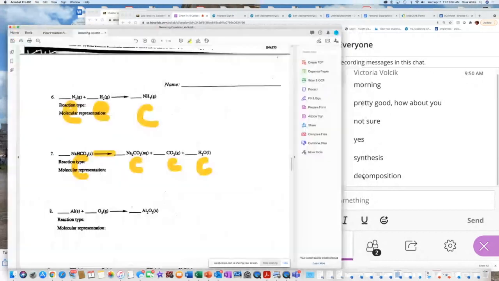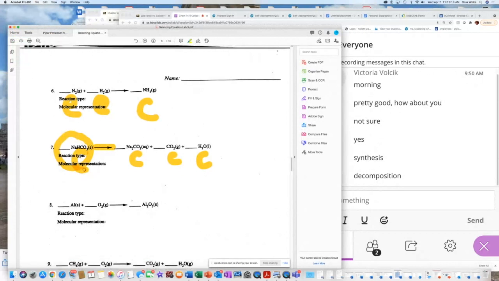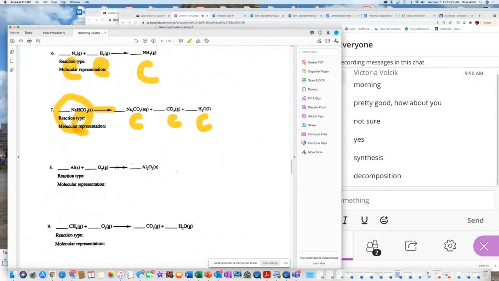Okay. Yes, decomposition. Because you have a big formula on the left breaking down to small ones. The formula thing is not 100%, but you get the idea. When you have one formula on the left and then many on the right, that's decomposition. Right. Okay, here, let's see. This is where the arrow is. We have many on the left and then one on the right. We have element, element, compound. What do you think number 8 is?